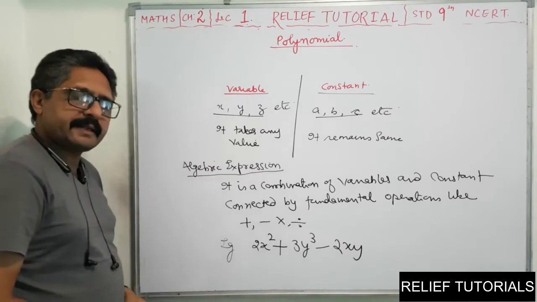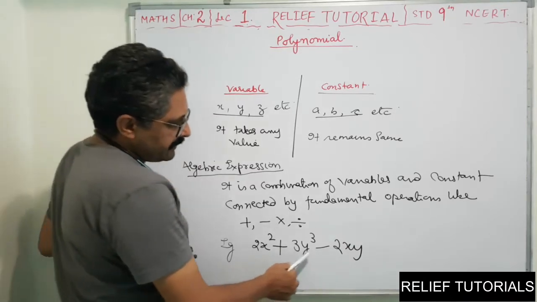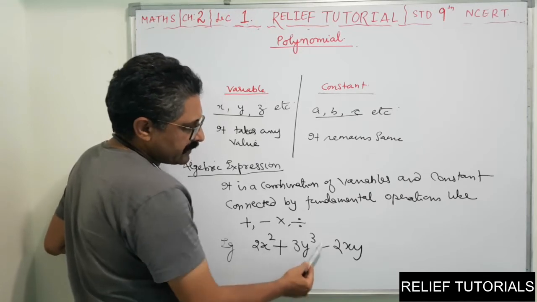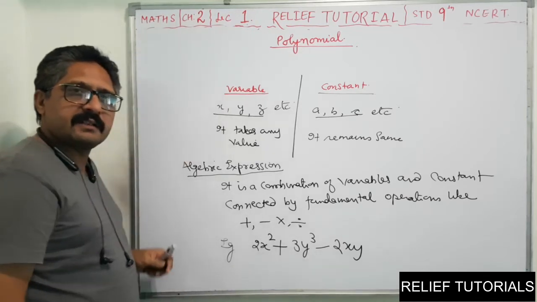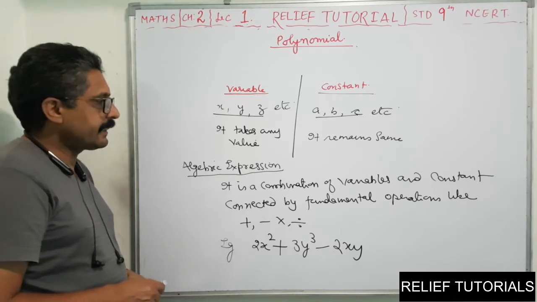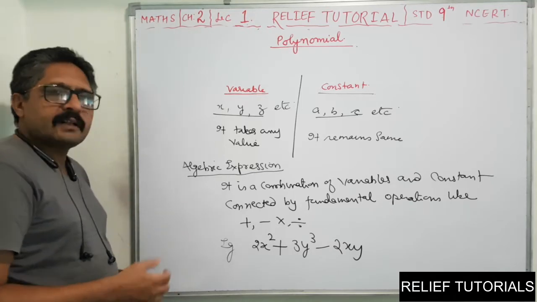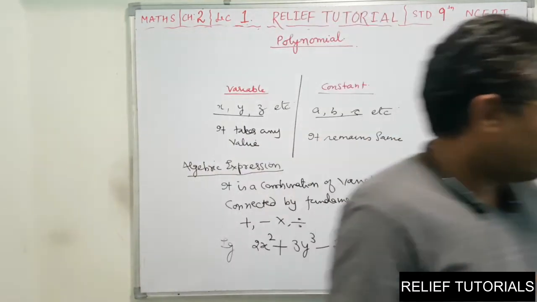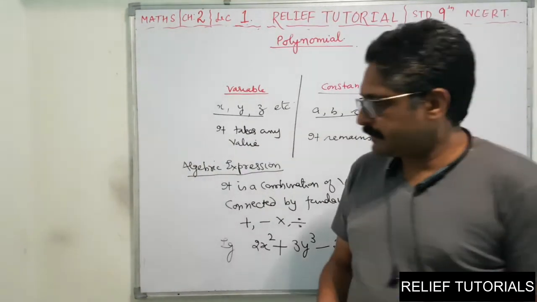See, this is an algebraic expression. There are variables, there are constants, and they are connected by fundamental operations like addition and subtraction. So that is an algebraic expression. Now the question arises, what is a polynomial? So we'll discuss what a polynomial is.